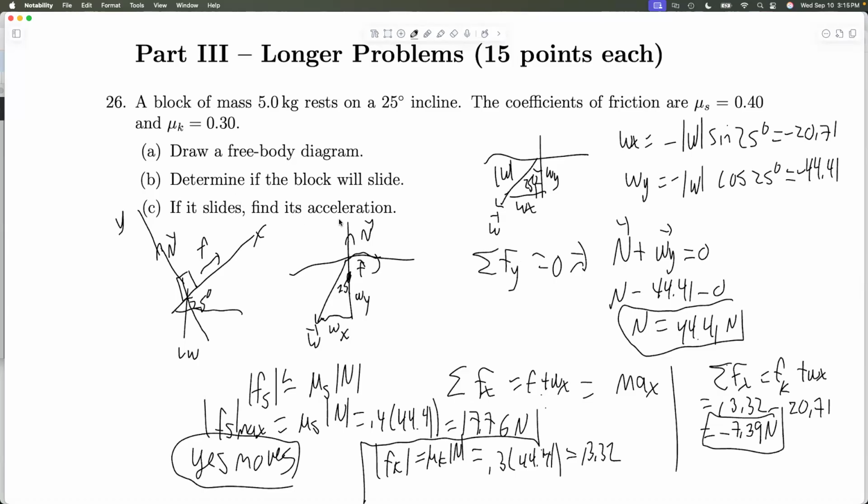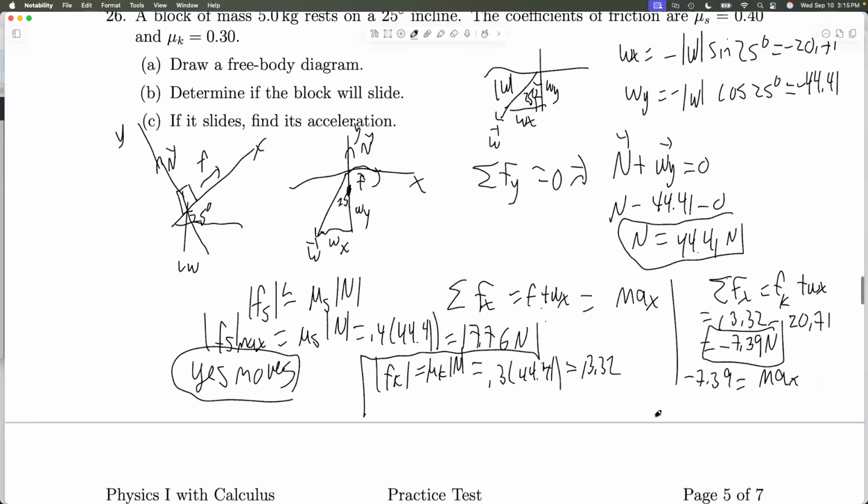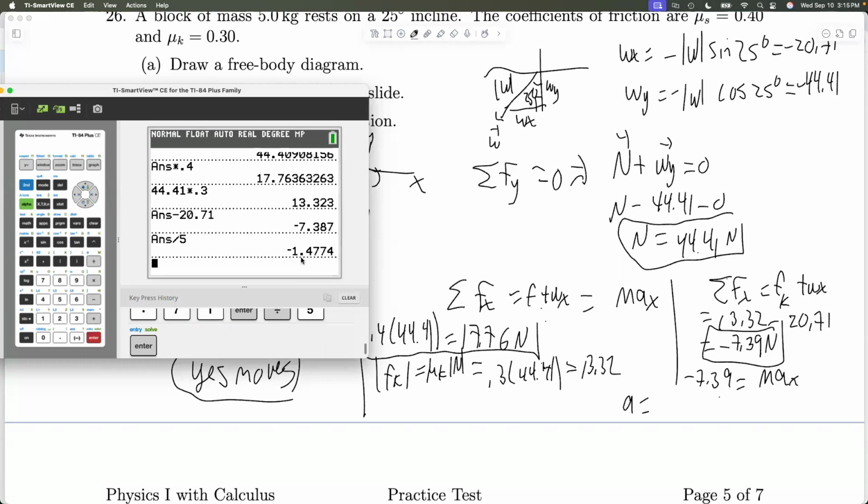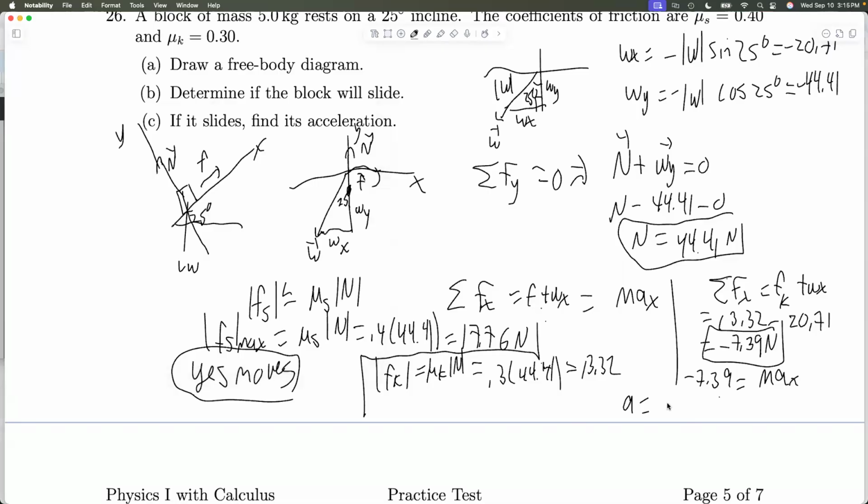Okay, what they asked for though, the acceleration, F equals ma, right there. So that negative 7.39 must equal the mass times the acceleration in the x direction. Remember, x direction is right here. Y direction was perpendicular to the surface. X direction is along that incline. So a will be that divided by the mass. What was my mass? 5. So just divided by 5. Negative, because we're going downhill, 1.48 meters per second squared.